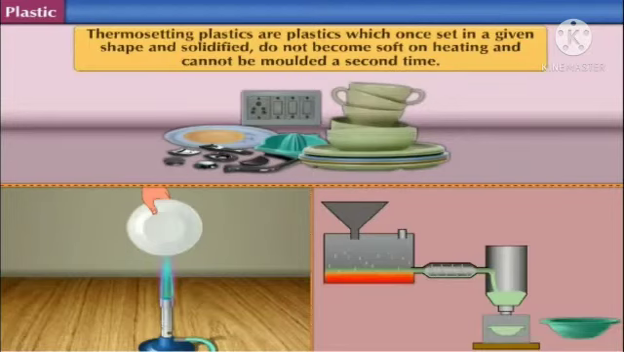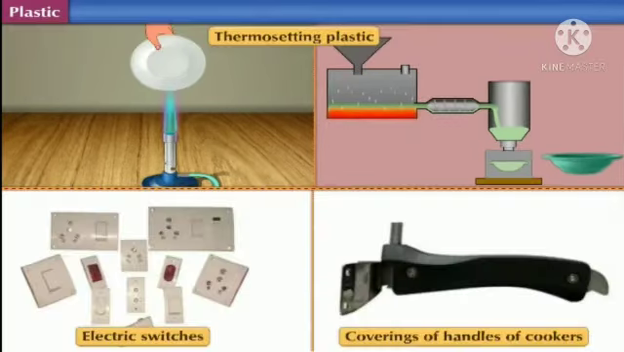Thermosetting plastic. Thermosetting plastics are plastics which, once set in a given shape and solidified, do not become soft on heating and cannot be molded a second time. And the examples are electric switches and covering of handles of cookers.